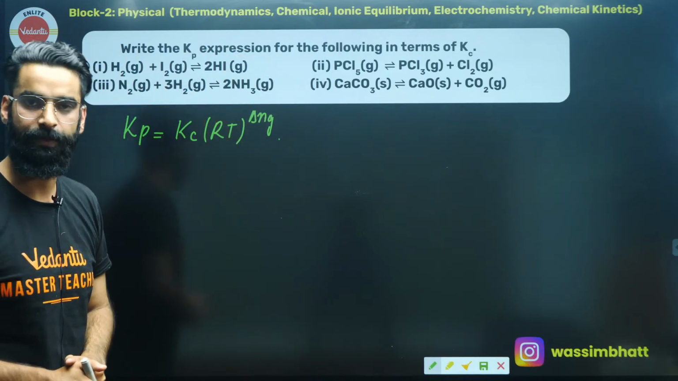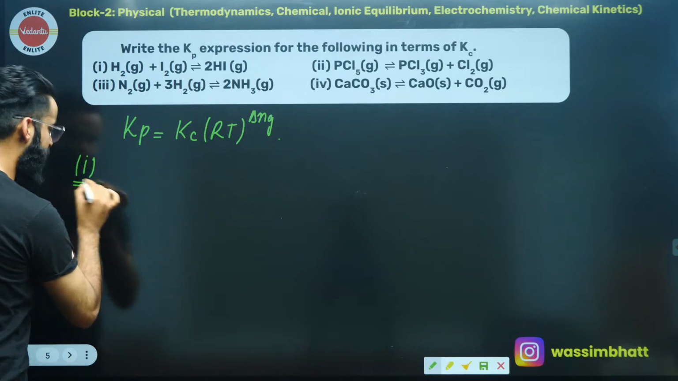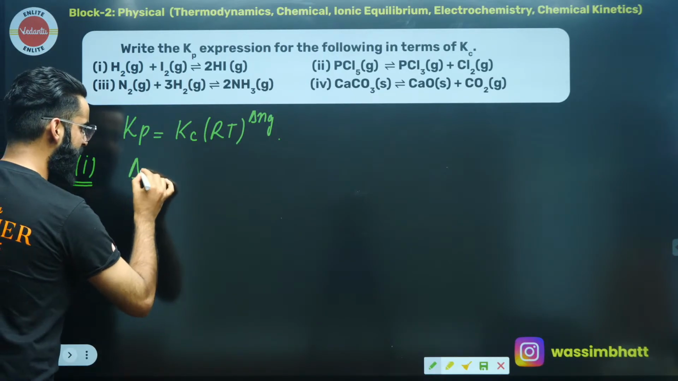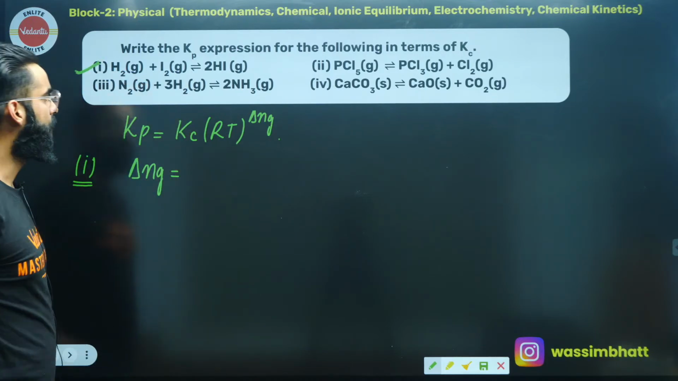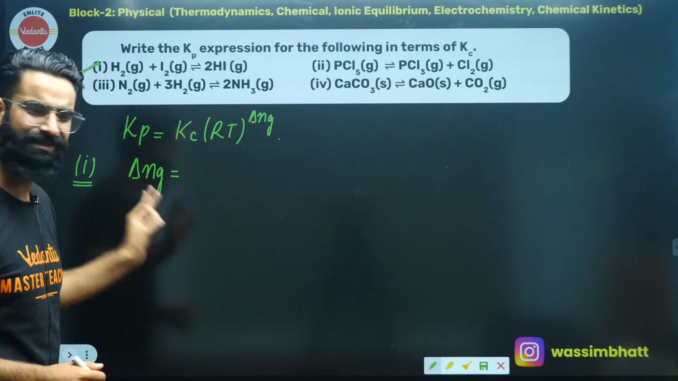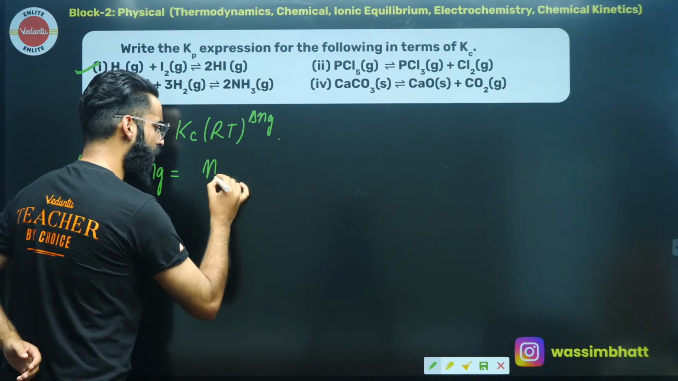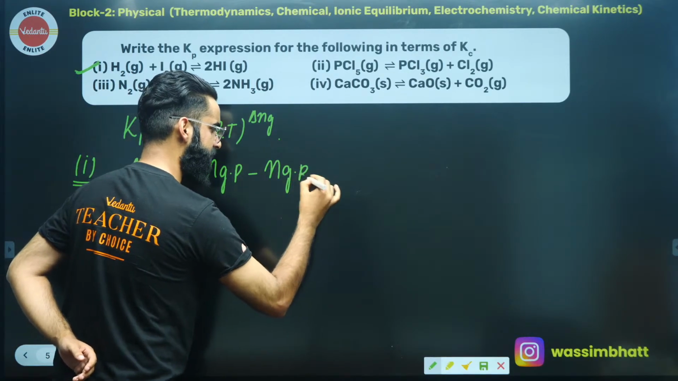What I'll be exactly doing. For example, you have got the first reaction, my dear people. In the first reaction, what I shall be doing, I will be first of all calculating the value of delta Ng for the first reaction. Well, if I ask you how to calculate delta Ng, it's nothing. It is just number of moles of gaseous products minus number of moles of gaseous reactants, right?